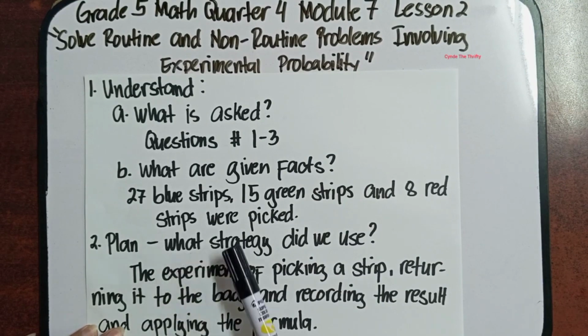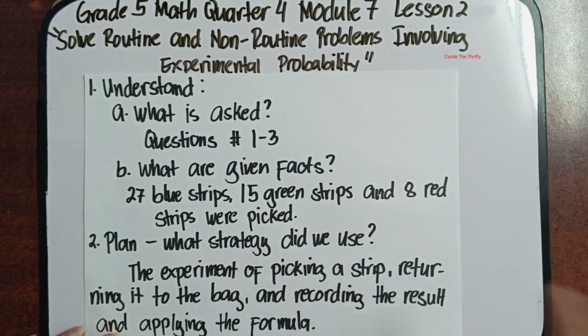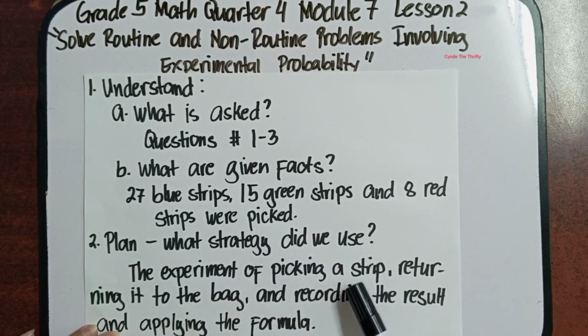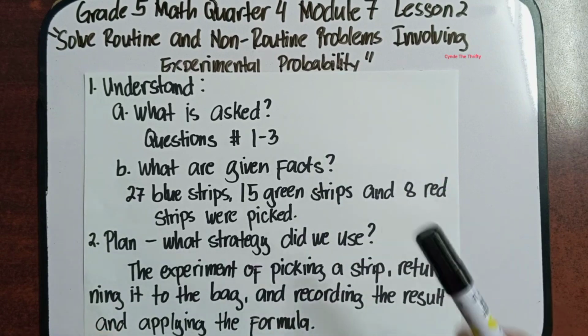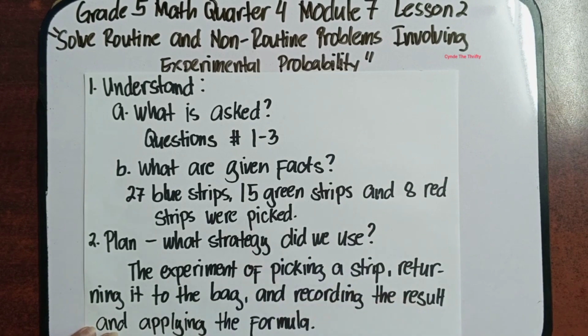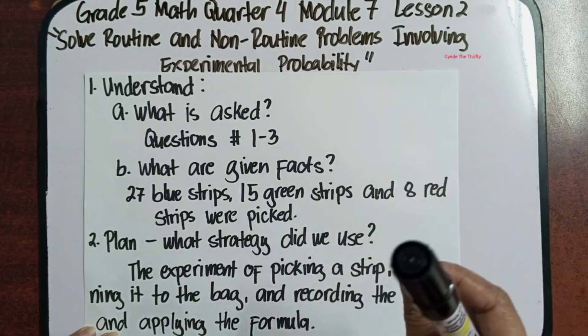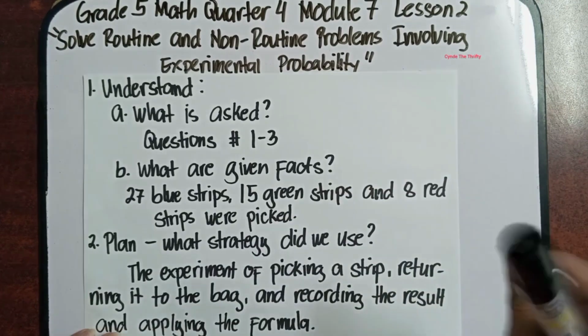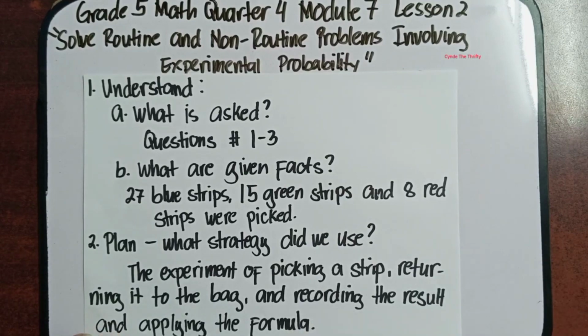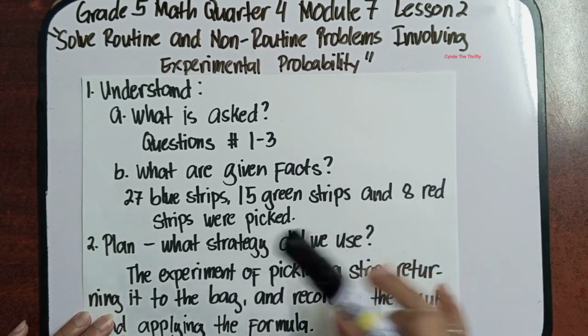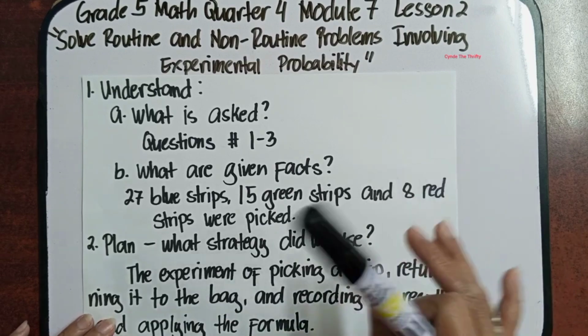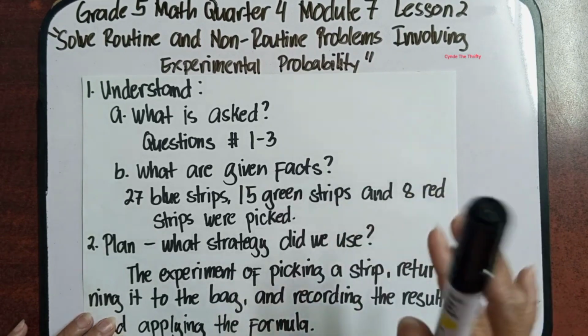So, sa plan, what strategy did we use? Ano yung strategy na gagamitin natin? Ang strategy na ginawa natin at gagamitin natin: the experiment of picking a strip, ang experiment na mag-pick tayo ng strip sa box and then returning it to the bag. So, isosoli natin siya. Kapag nag-pick tayo, nire-record natin kung ano yung na-pick natin. And then recording the result and applying the formula. So ngayon, dahil naka-record na tayo, i-a-apply na natin ang ating formula para masagutan natin yung ating questions number 1 to 3.